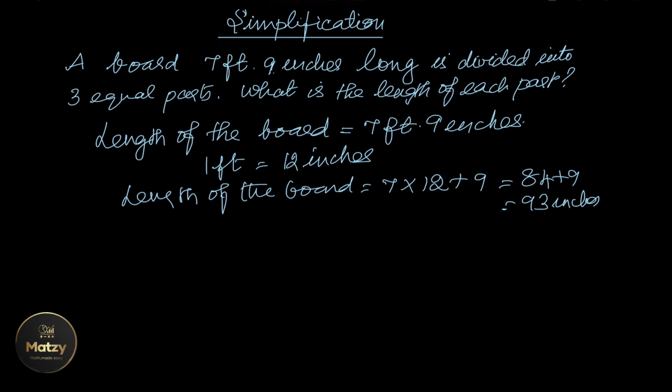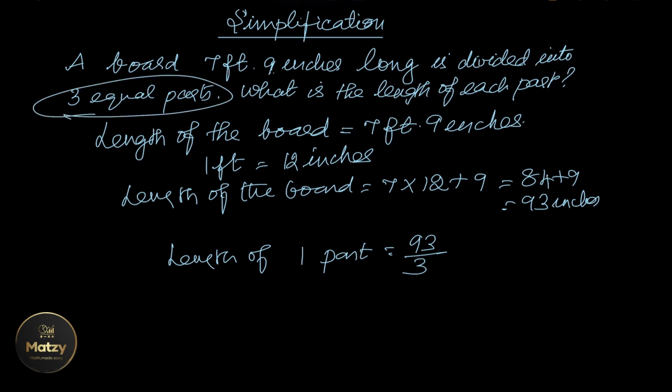Now, if you divide 31 by 12, because 12 inches make 1 foot, you get 2 feet, because 2 twelves are 24. Remainder 7. Am I right? 2 feet 7 inches. That is the length of one part.